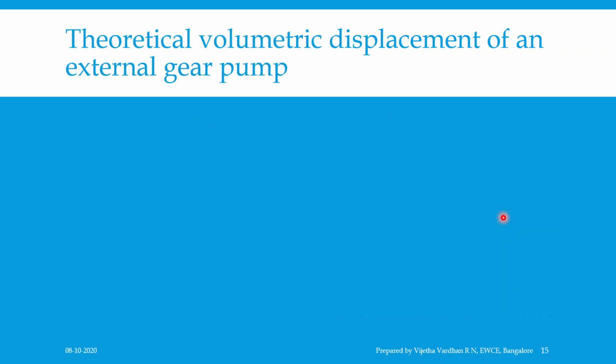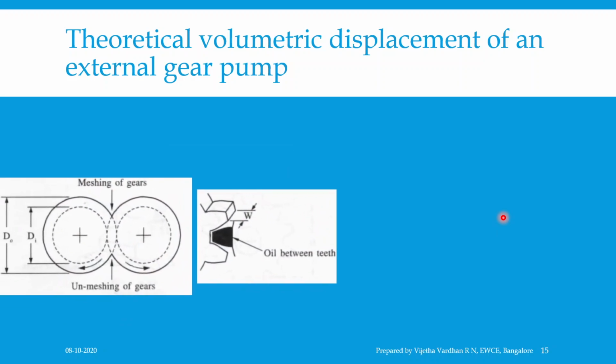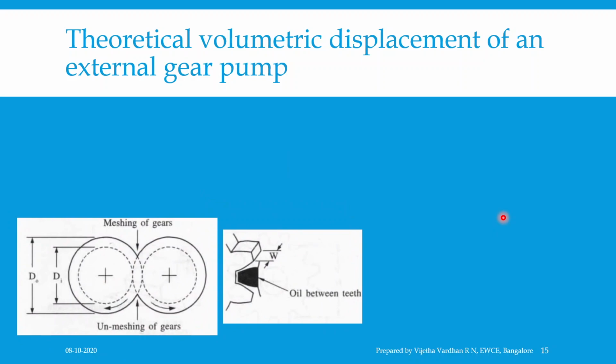Then we shall understand the theoretical volumetric displacement of an external gear pump, for which you can see the figure. Now the volumetric discharge displacement is given by the formula Vd is equal to pi by 4 (d0 square minus di square) into W, usually in terms of meter cube per revolution, which is already discussed.